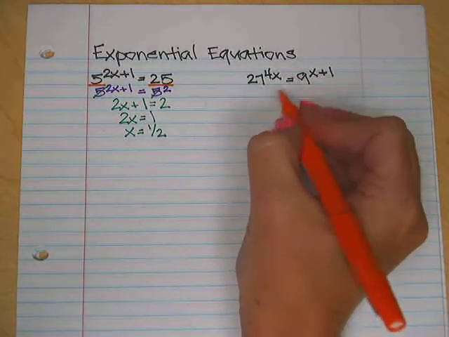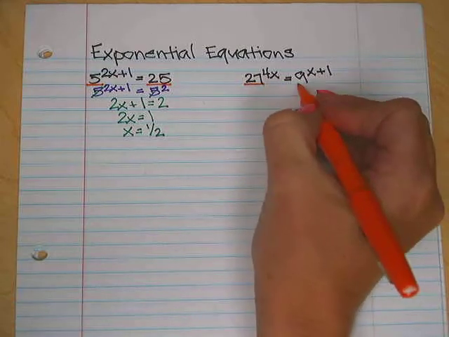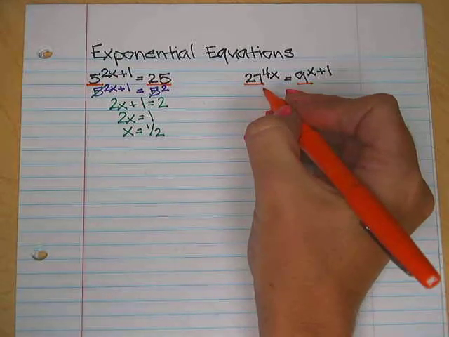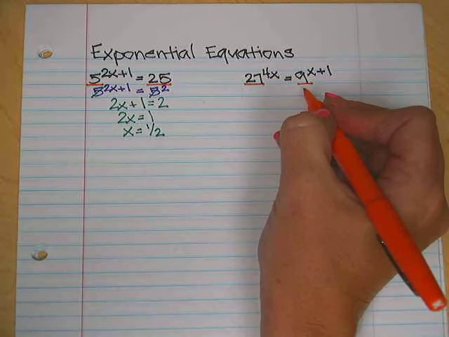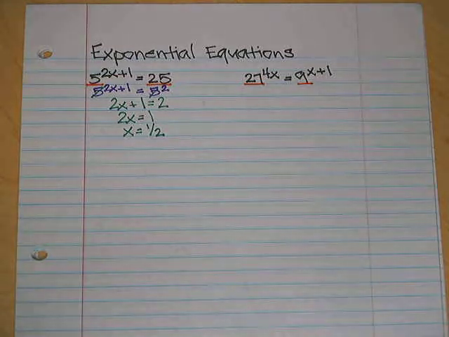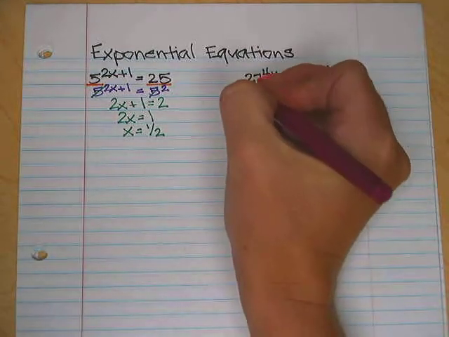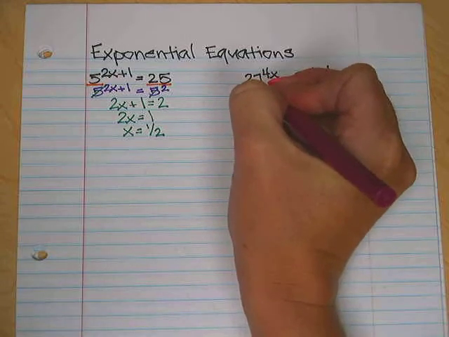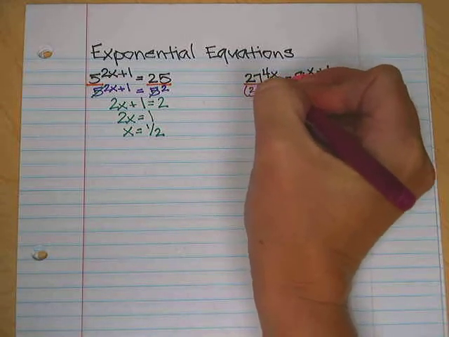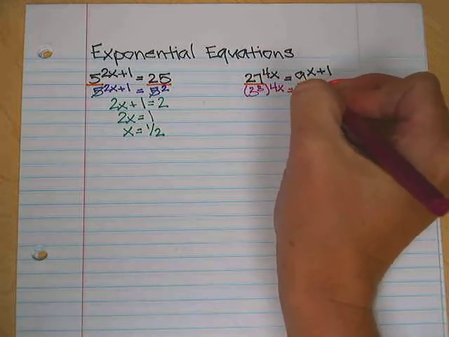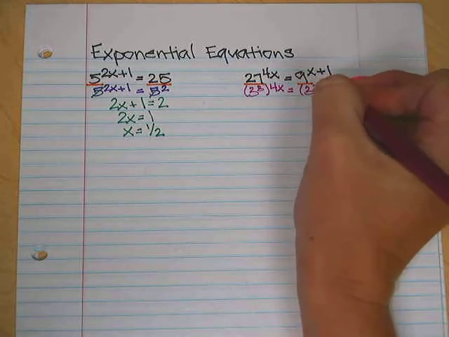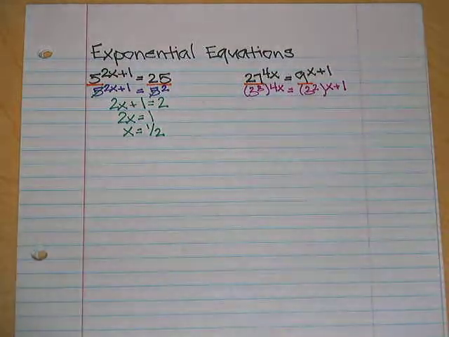In the example here on the right, we have a 27 and a 9. Now we can't write 27 as base 9, but we can write both 27 and 9 as base 3. So the first step in doing that is 27 is 3 cubed to the 4x, and 9 is 3 squared to the x plus 1.